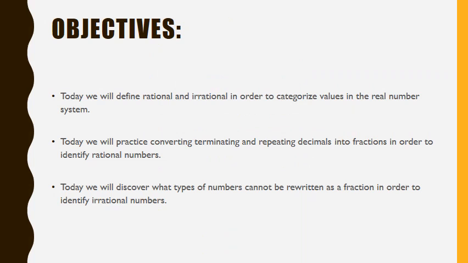So let's start with our objectives. Today we will define rational and irrational in order to categorize values in the real number system. Now, there are a lot of categories to the real number system, but this year and today, we're just focusing on rational versus irrational. All the numbers that we study this year will fall into one of these two categories.